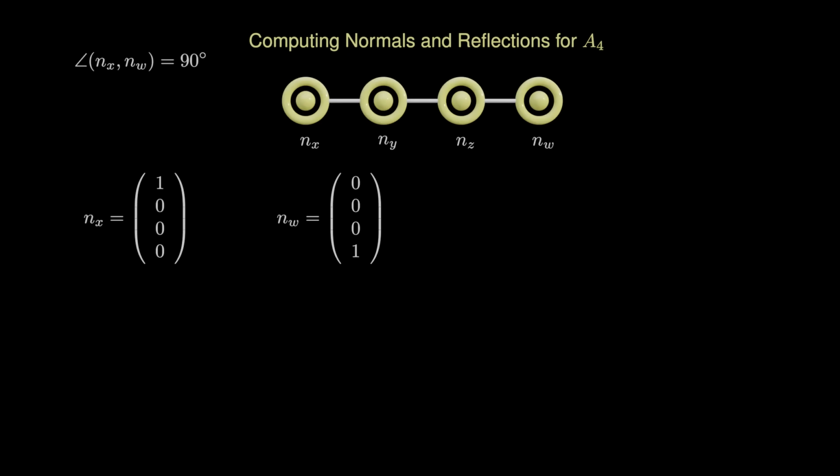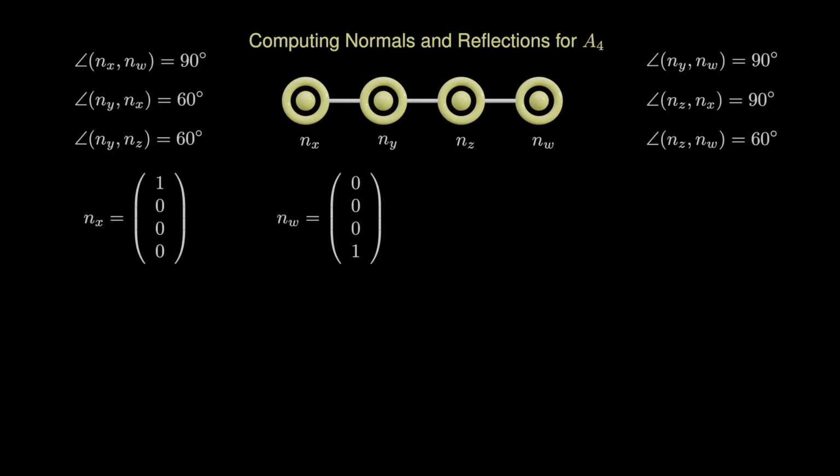The second normal forms an angle of 60 degrees with both the first and the third, and it's orthogonal to the last. The third normal is orthogonal to the first and forms angles of 60 degrees with both the second and the last. In terms of scalar products, these conditions are expressed as follows.